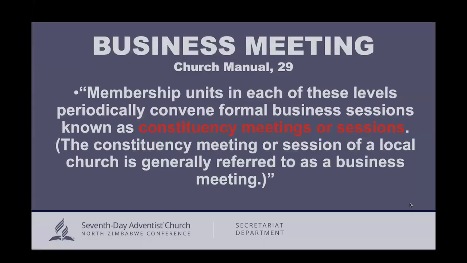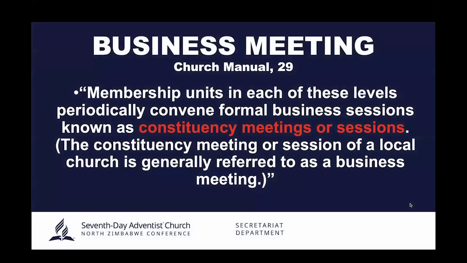Now, let's visit page 29 again of the same church manual. It says, membership units in each of these levels. Which levels? The 4 levels that we have talked about. It says membership units in each of these levels periodically convene formal business sessions known as constituency meetings or sessions.